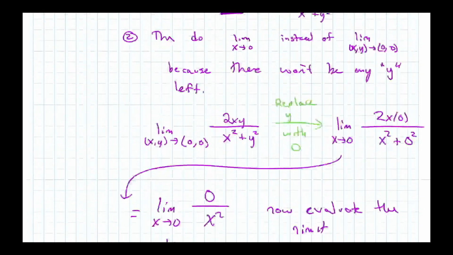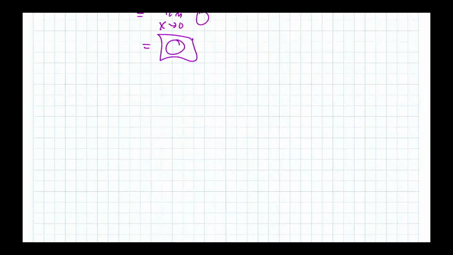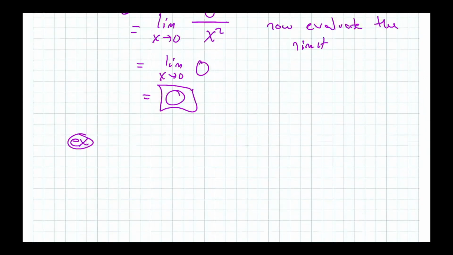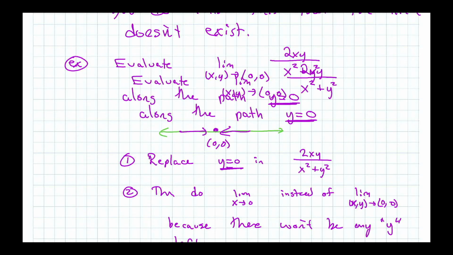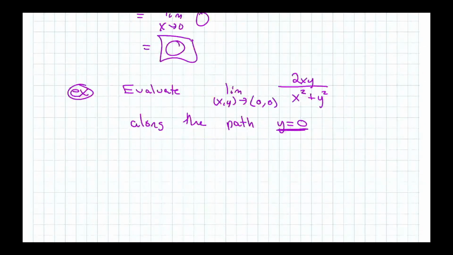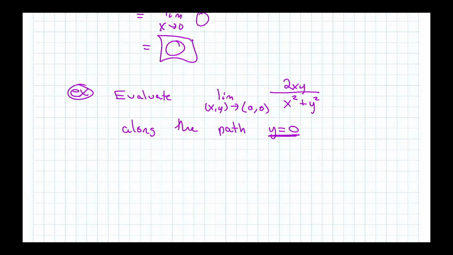Now, what are we gonna do next? Let's do another example. We're gonna approach along a different path. So let me just actually copy the same exact problem. I'm going to change the path. Evaluate this limit along the path y equals, I'm just putting something here just to show you, 3x.